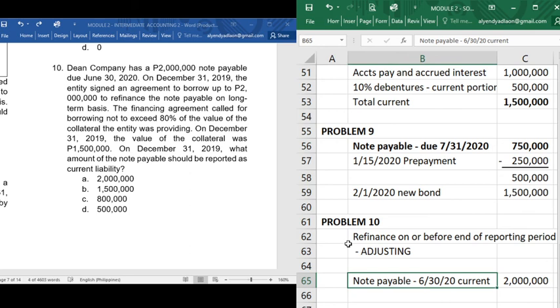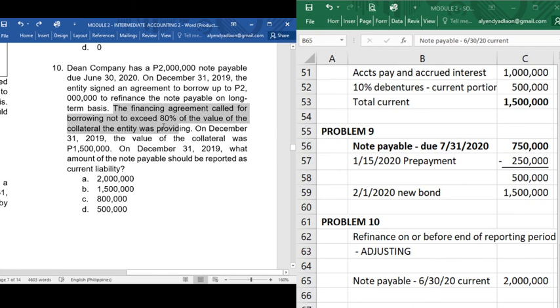But take note that there is a financing agreement. The financing agreement called for borrowing not to exceed 80% of the value of the collateral the entity was providing. Okay? Meaning 2 million. But there is an additional condition that the new loan must not exceed 80% of the collateral. So, meaning, what can be refinanced is limited. Okay? We look at what the value of the collateral is.